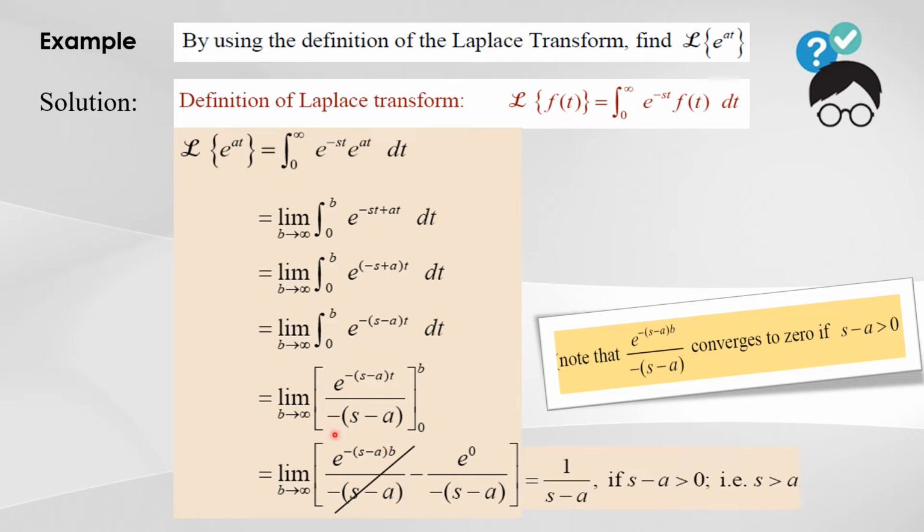So since this limit exists and it goes to 0, the first term disappears. What we have now is negative multiplied by negative 1 over s minus a. So the result is 1 over s minus a. In other words, the Laplace transform of e to the power of at is equal to 1 over s minus a, on condition that s minus a is positive. Or in other words, we say s has to be larger than a. So that's how we find the Laplace transform of e to the power of at by using the definition of the Laplace transform. Laplace transform of e to the power of at is equal to 1 over s minus a.